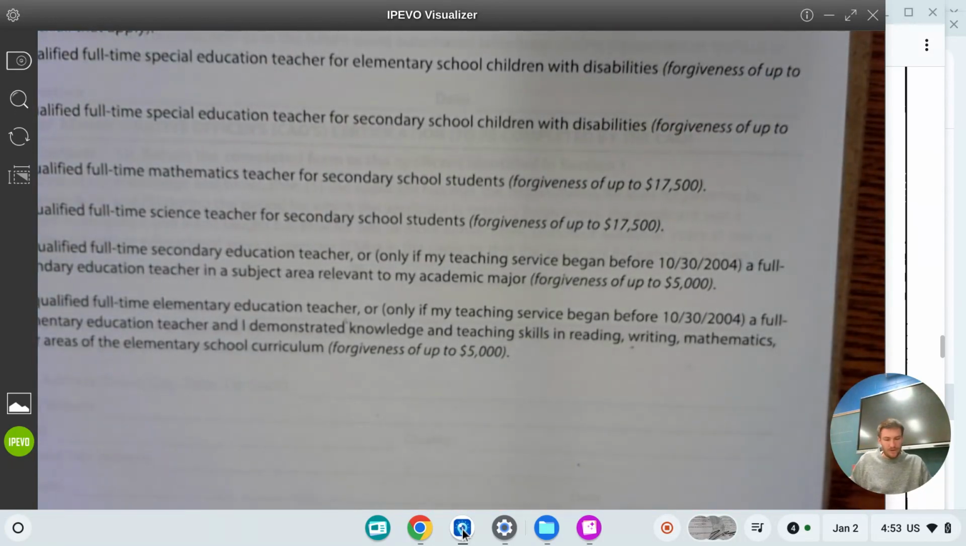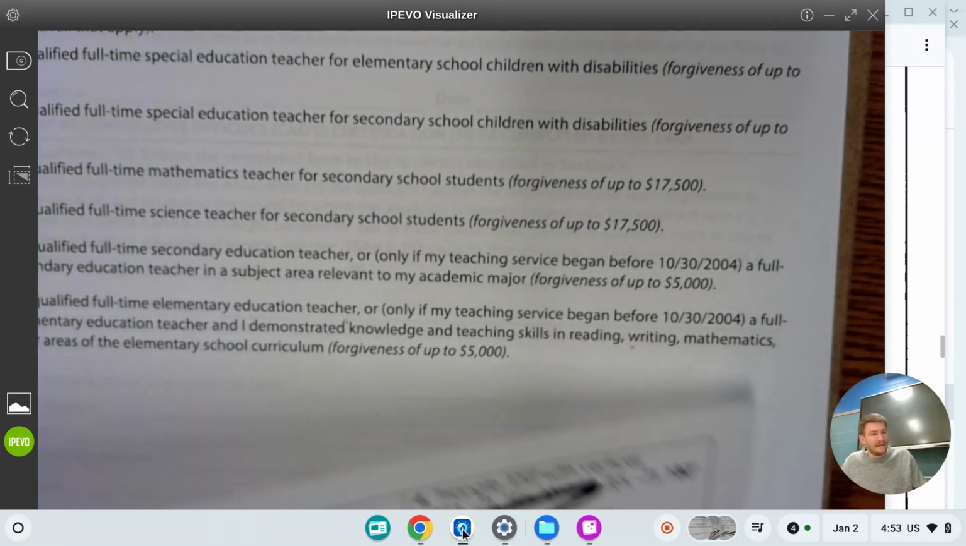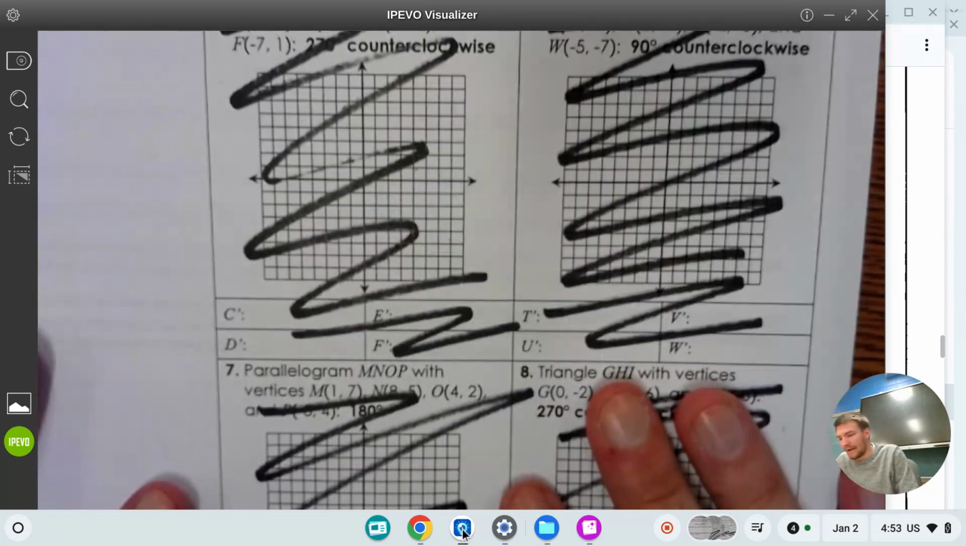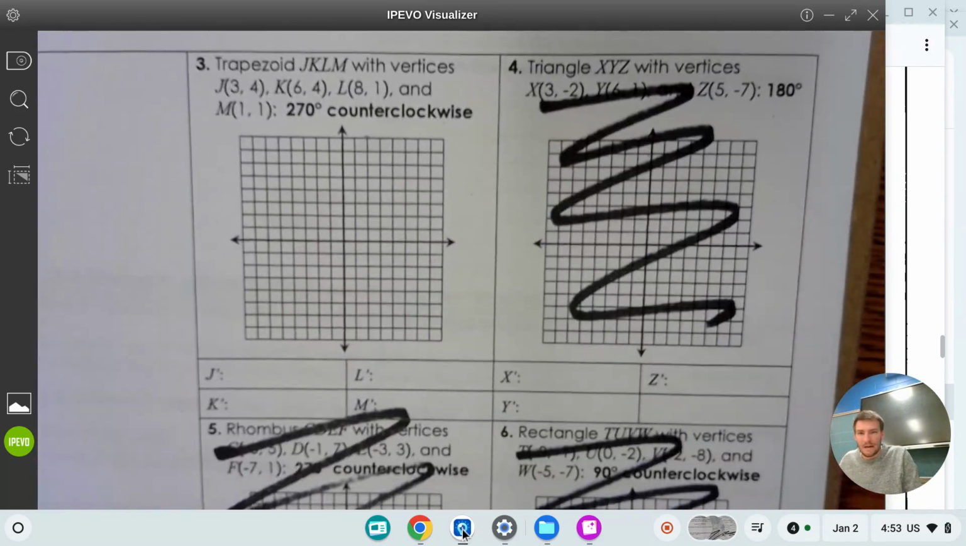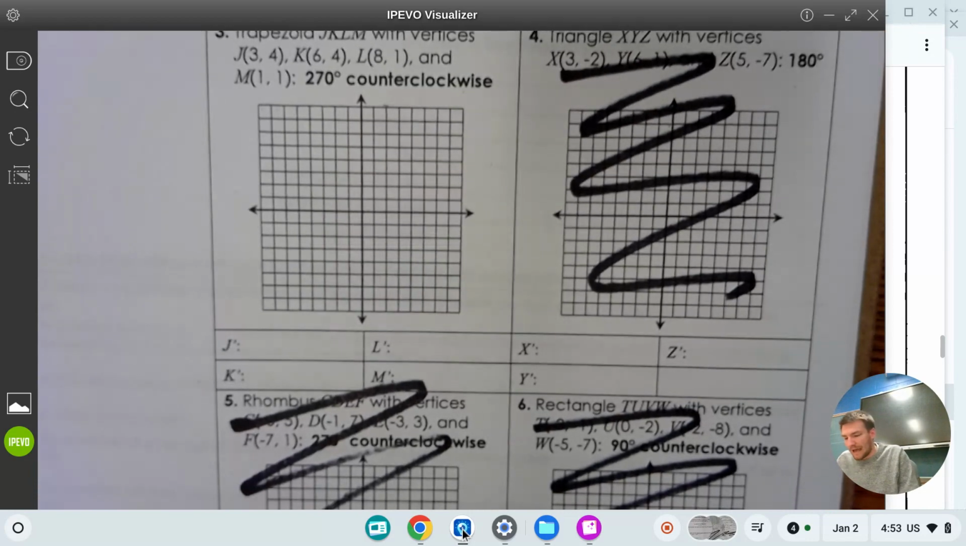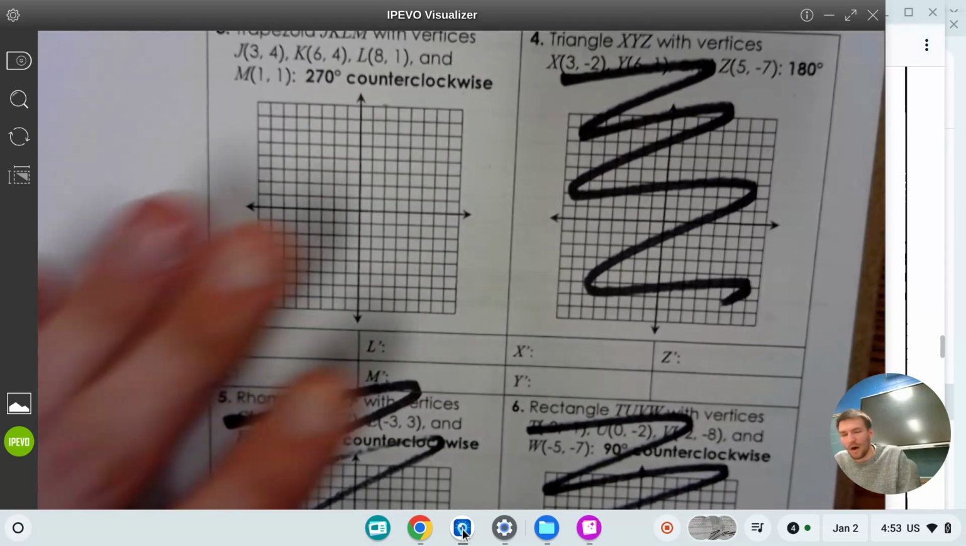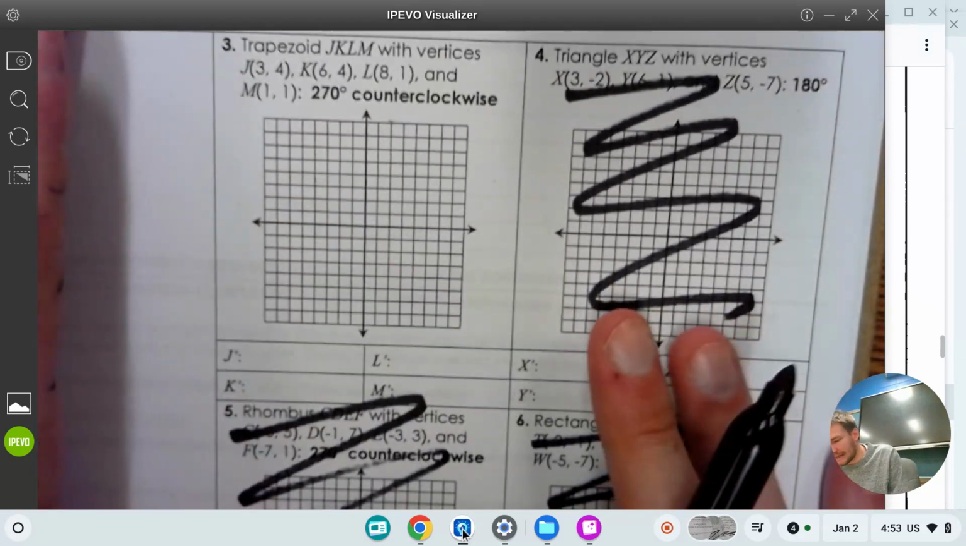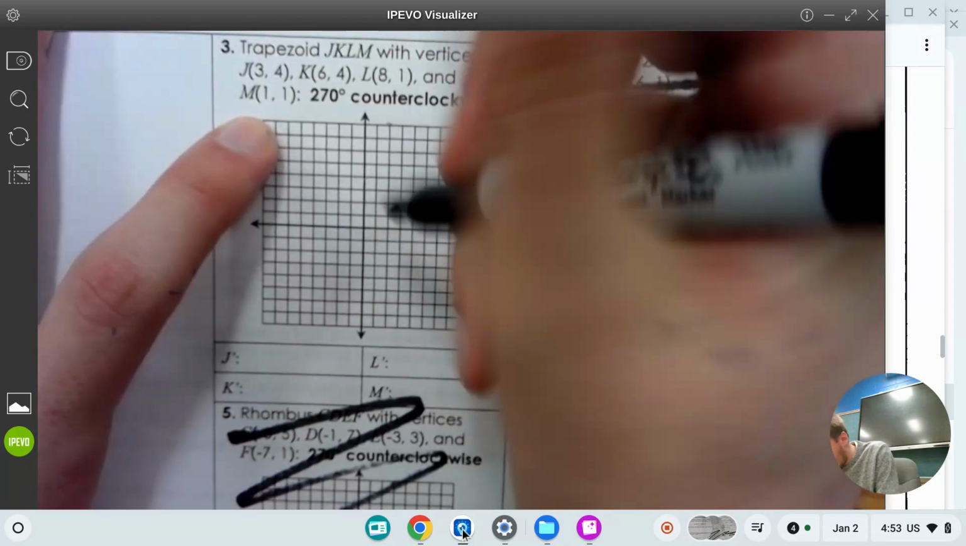Let's check out number 3, and we are absolutely speeding up at an immense rate right now. Number 3, a trapezoid with vertices, and we're going counterclockwise, 270 degrees. Oh my God, that's insane. Here we go, get these four down.